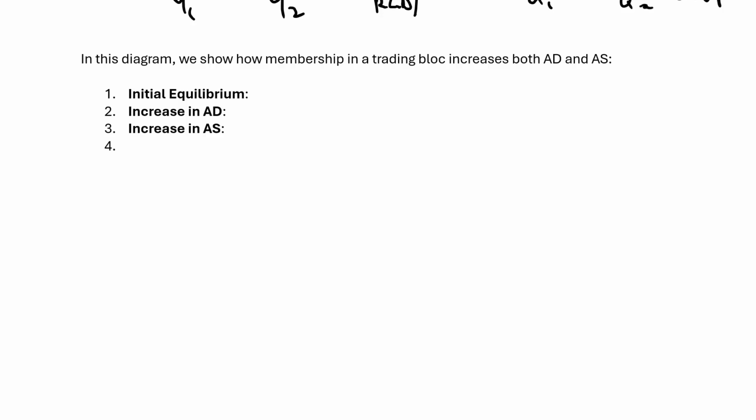So in terms of the initial equilibrium, we're going to say something like the economy starts at point A, where AD1 intersects with AS1 at price level P1 and output Y1.